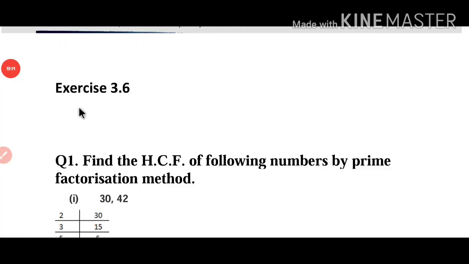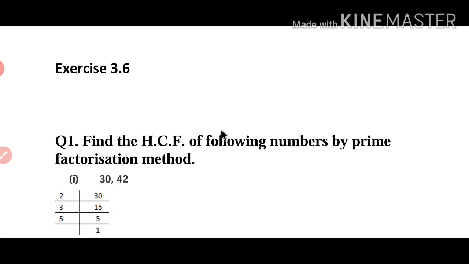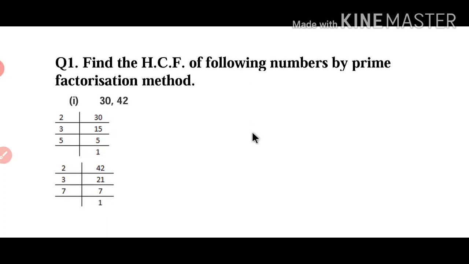Now let us solve question number 1 of our exercise 3.6. Find the HCF of the following numbers by the prime factorization method. As we have seen before, in the prime factorization method, first you have to find the prime factorization of each number. After that we have to see the common factors. So the first one is given as 30 and 42.